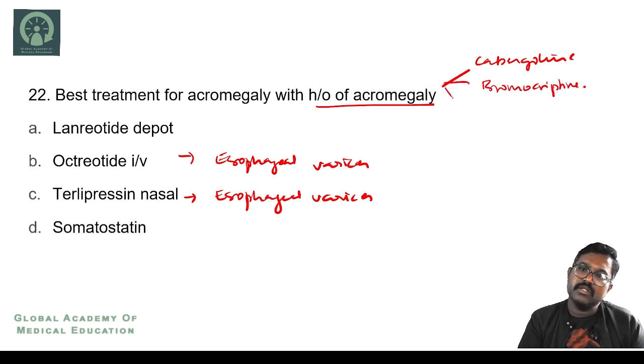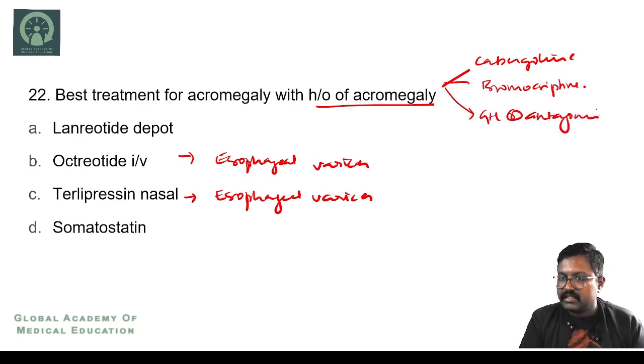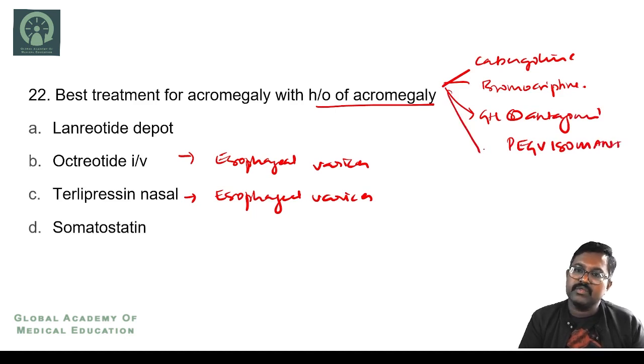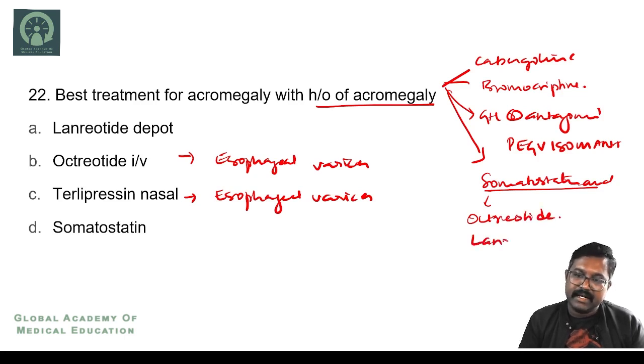You can use growth hormone receptor antagonist, that is pegvisomant, and also you can use the somatostatin analogs like the octreotide and lanreotide, etc. This is longer acting, and again this lanreotide is the slow release preparations.